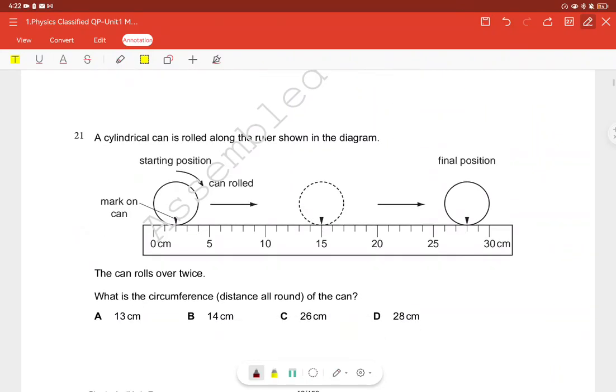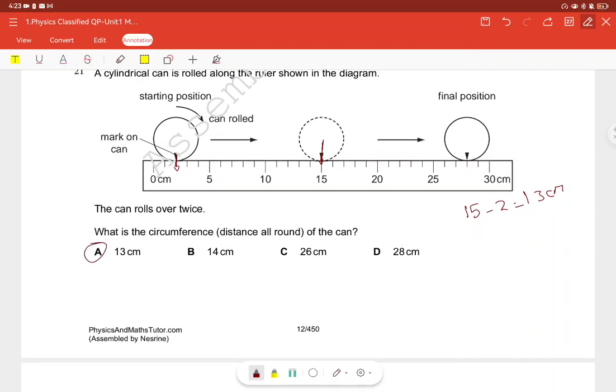A cylindrical can is rolled along the ruler shown in the diagram. At the start, the can rolls over twice. What is the circumference, the distance all around the can? It starts from here. The circumference is the space all around it, right? So when it completes one rotation, that's the circumference. That's 2 and that's 15. So 15 minus 2 is equal to 13 centimeter.